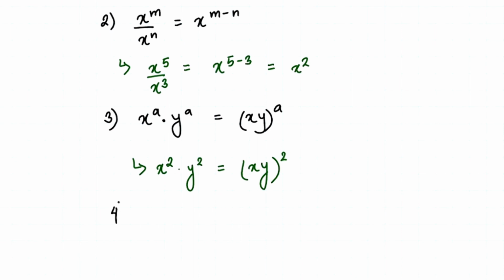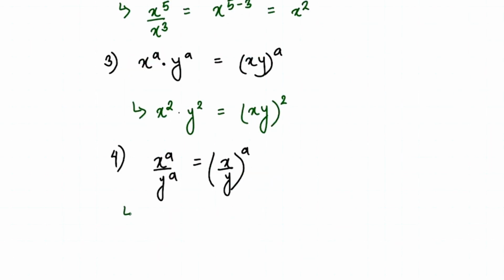Our fourth law is also very similar. So if you have something like x to the power a divided by y to the power a, then we can write this as x divided by y whole power a, okay? So our example could be x to the power cube divided by y to the power cube is going to be x divided by y whole cube.